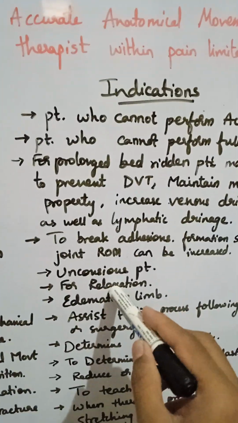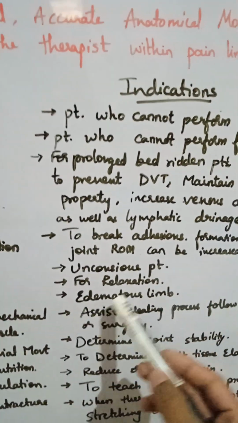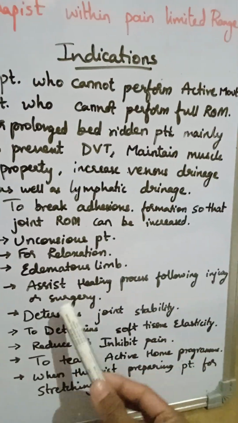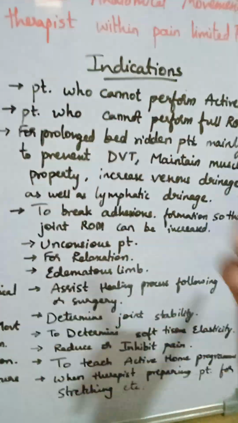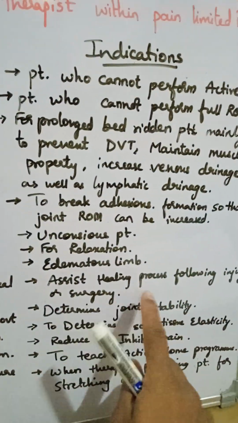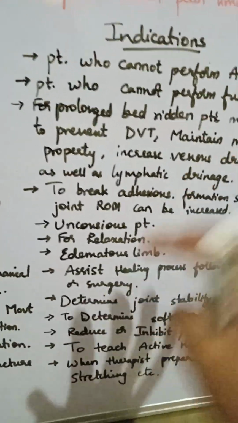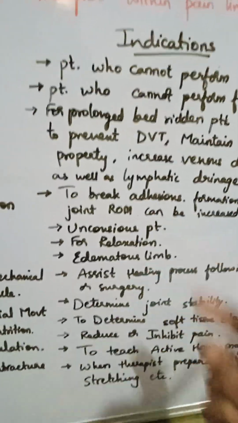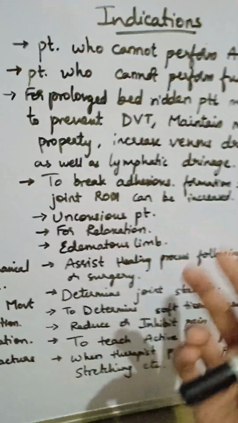So the patient adapts to the therapist and then ensures the relaxation. Edematous limb: assess the healing process following the injury or surgery. So immediately after surgery we do the passive movements so that there are no surgery-related complications, and it ensures more blood and nutrients to the organ or the part where we have done the treatment or surgery. So there the healing process will be fast.